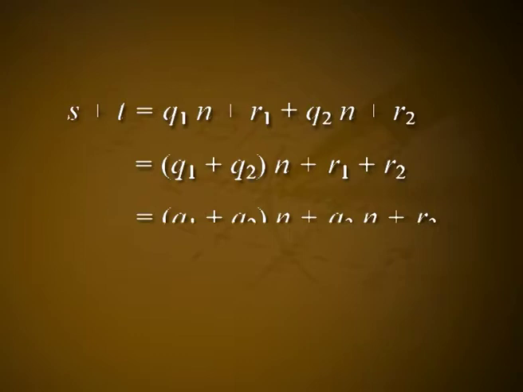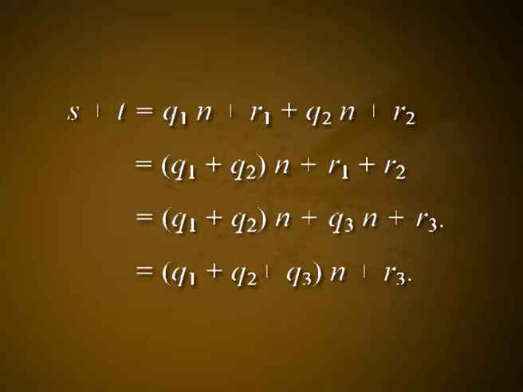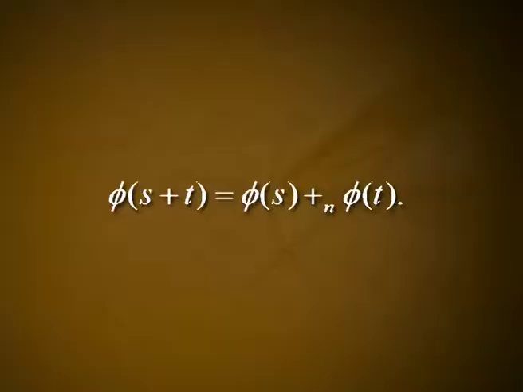Also, s plus t equal to q1 into n plus r1 plus q2 into n plus r2, which is equal to (q1 plus q2) into n plus r1 plus r2, which is equal to (q1 plus q2) into n plus q3 into n plus r3, which is equal to (q1 plus q2 plus q3) into n plus r3. Hence, phi of s plus t is equal to the remainder obtained when s plus t is divided by n, which is equal to r3, equation 2. From 1 and 2, we have phi of s plus t equal to phi of s addition modulo n phi of t.